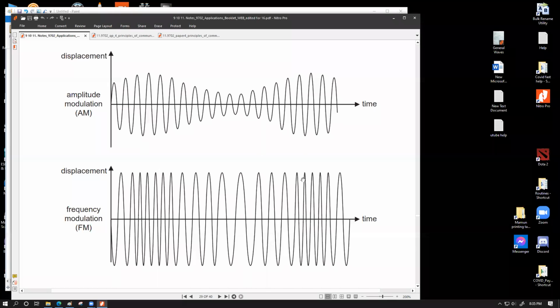How many times does the signal drop from maximum to minimum? 7,000 times. How many times does the signal increase from minimum to maximum? 7,000 times. How many times does the signal change from maximum to minimum and then back to maximum? That's basically one full cycle, and that is also 7,000 times.